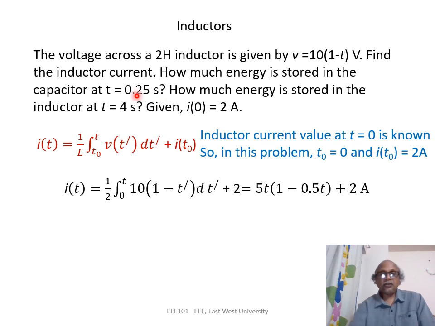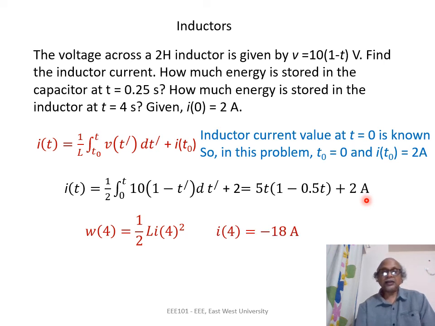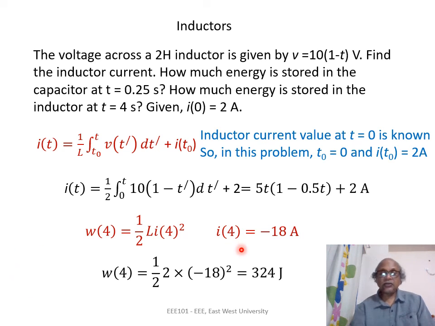Next, we want to find out the energy stored in the inductor at t equal to 4 seconds. So I need the inductor current at t equal to 4 seconds. For that, I put t equal to 4 seconds in this equation, and the result turns out to be minus 18 ampere. So W at 4 seconds is 1/2 L i squared, where i is minus 18 ampere. If we do the calculations, we get that at 4 seconds, the energy stored is equal to 324 joule. That's all in this lecture. Thank you.